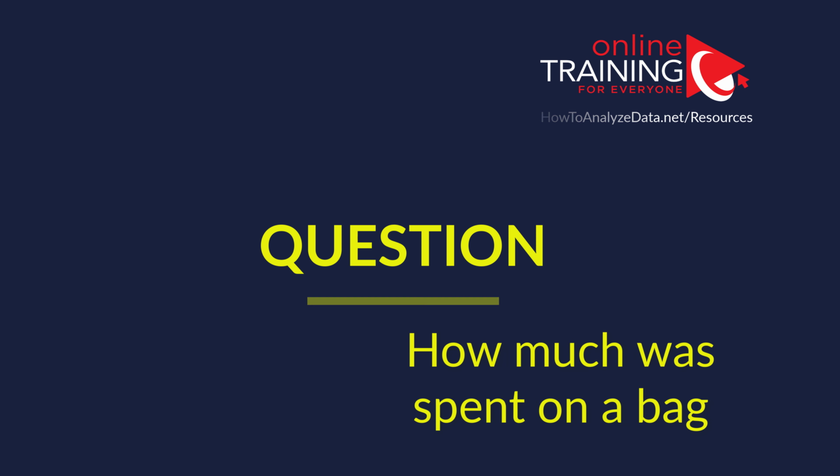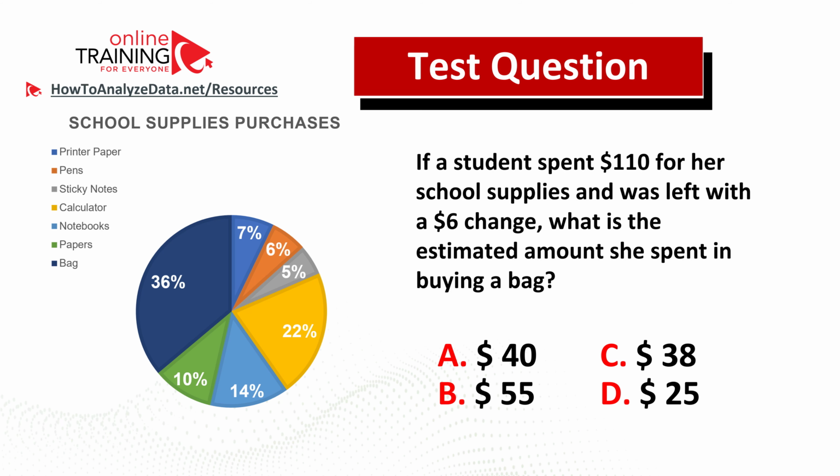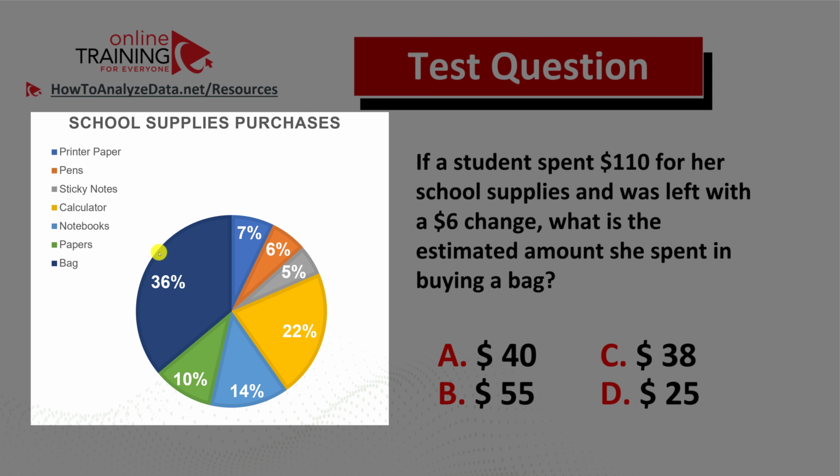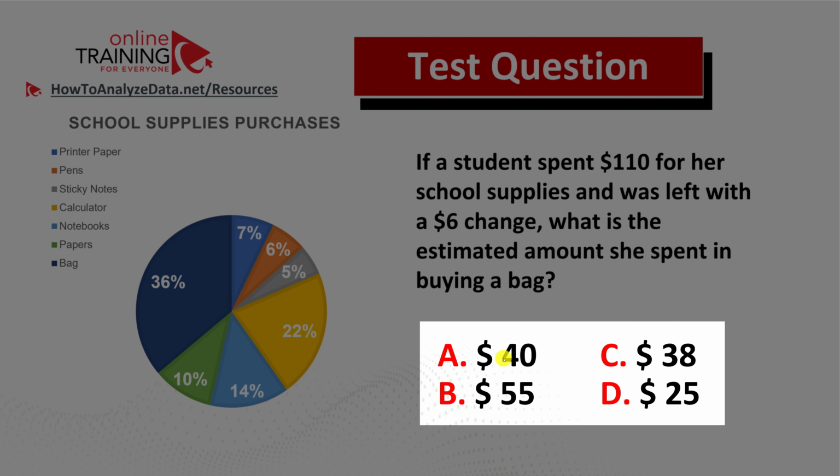Let's look at the interesting question which tests your knowledge of math and ability to do calculations. If a student spent $110 for her school supplies and was left with a $6 change, what is the estimated amount she spent in buying the bag? And you present it here with the pie chart, which shows spending percentages in multiple different categories. You have printer paper, pens, sticky notes, calculator, notebooks, papers, and bag. And you have 4 possible choices.